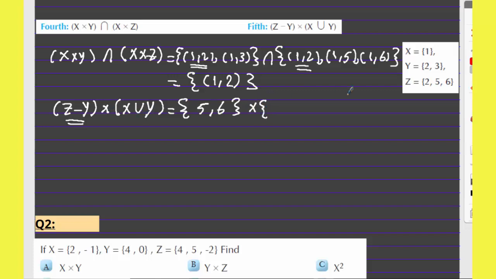Now we write x union y. X union y is the whole elements in x and y without repeating: 1, 2, and 3.